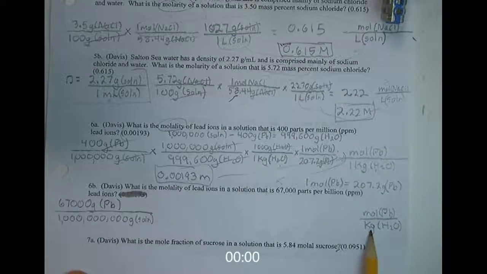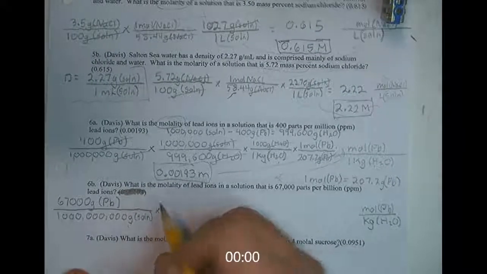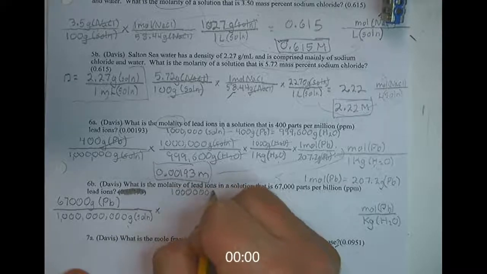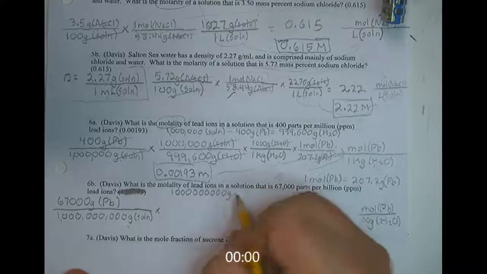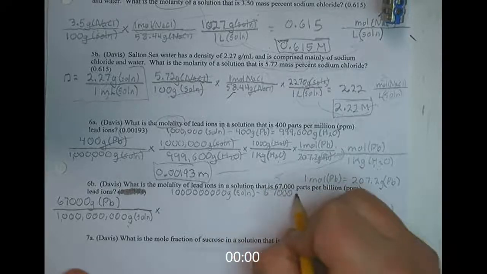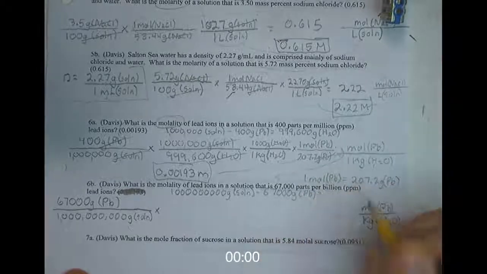Okay, so now what do we do? Well, we have grams of solution. We need to get it into kilograms of solvent. So we got to relate. The grams to kilograms is not hard to do. We got to get from solution to solvent. So we have to have that relationship. So we do the same thing we did last time. We say a billion grams of solution minus 67,000 grams of Pb, of lead, is going to give us our grams of water.